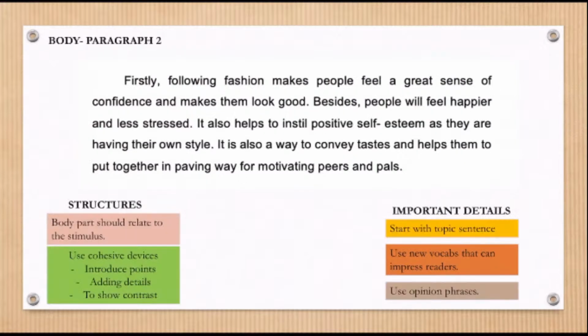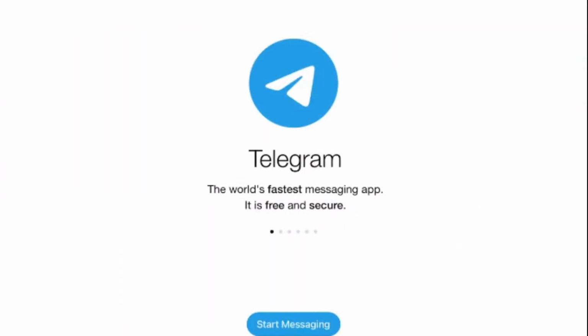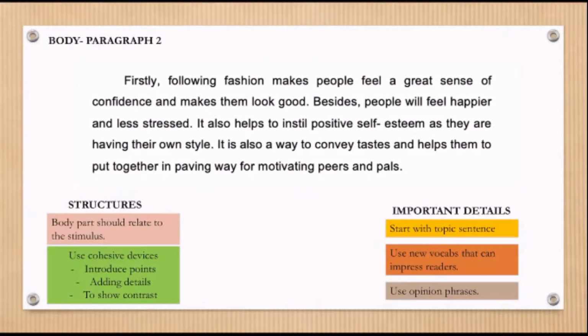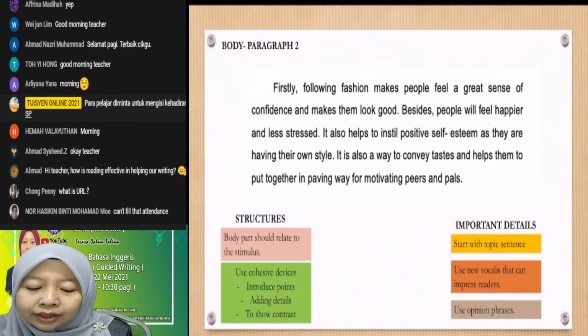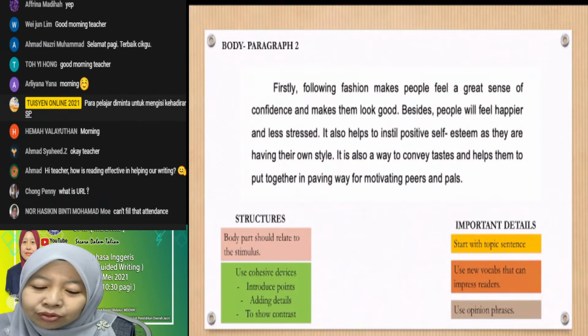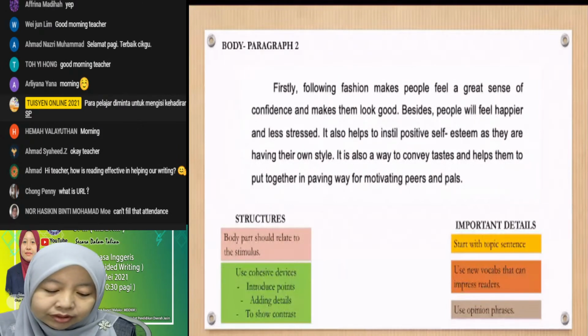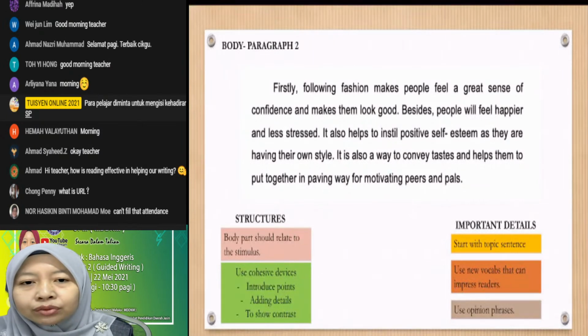Okay, second paragraph. Firstly, following fashion makes people feel a great sense of confidence and makes them look good. Here you can see the first sentence is a compound sentence. You should make it a simple sentence because it can give a clearer view to the readers. Besides, people will feel happier and less stressed. It also helps to instill positive self-esteem as they are having their own style. It is also a way to convey taste and helps them to put together, paving the way for motivating peers and pals.